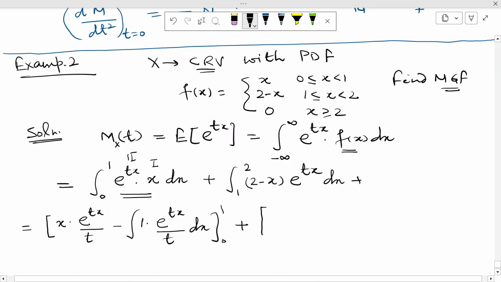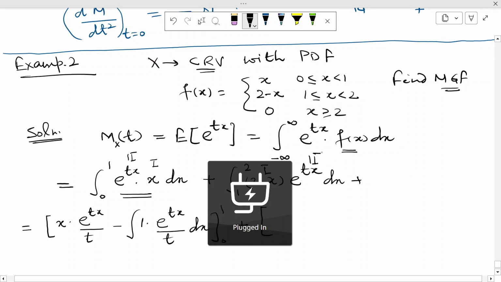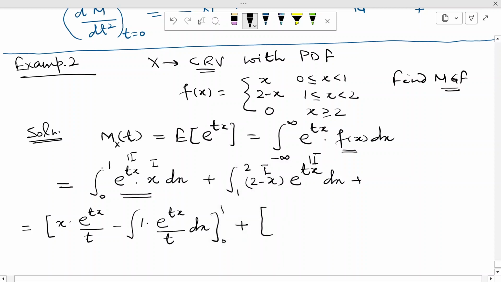Plus, now here what we are doing, we are just considering this 2 minus x as the first function, and e to the power tx as our second function. So this, and again we are using integration by parts.